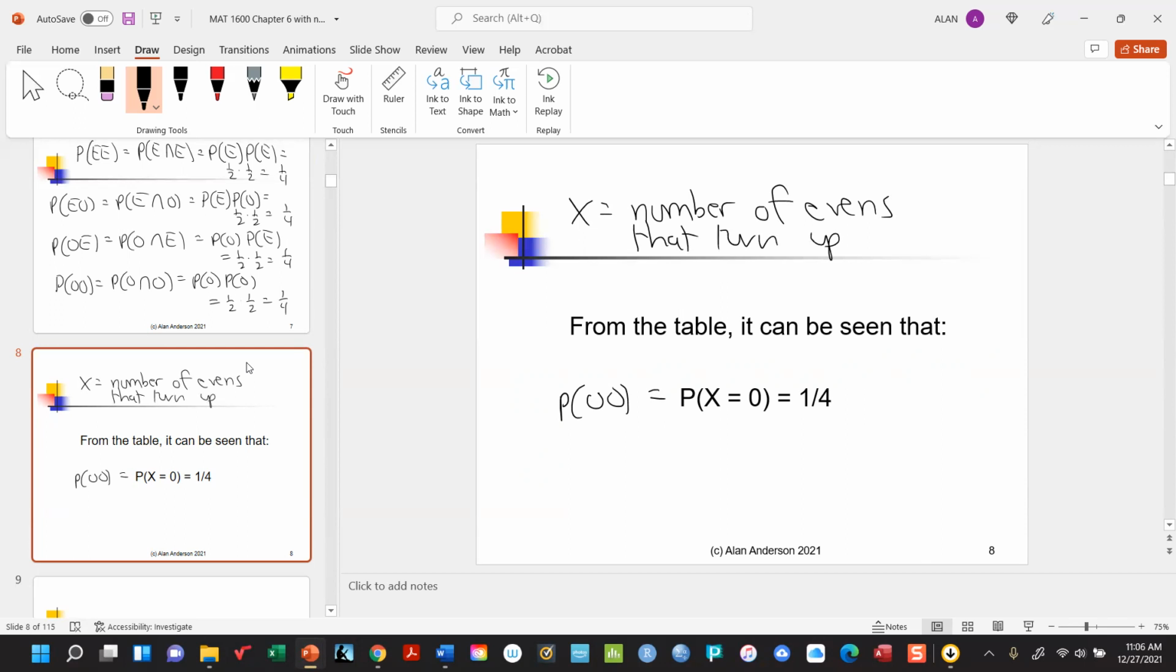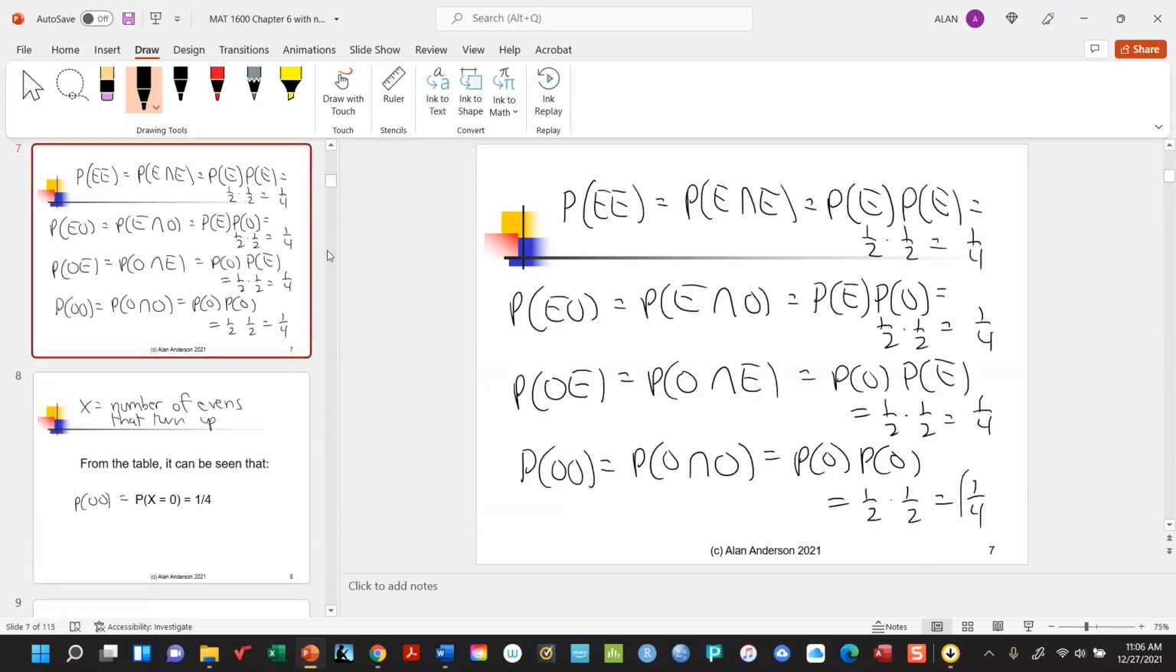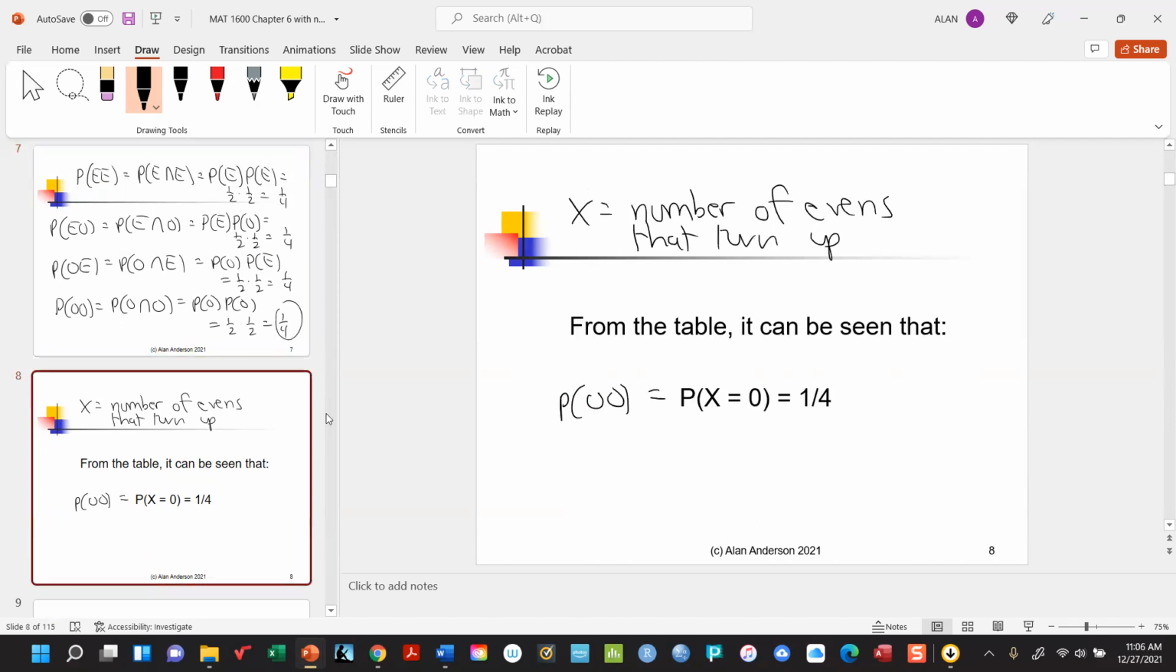That's a quarter. It's right there. Easy.